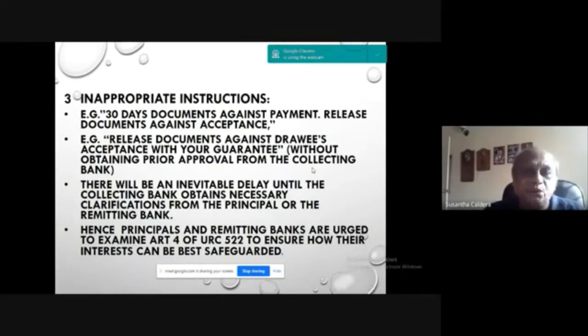Release documents against acceptance, which is a guarantee. If it is an evaluation, I'm going to discuss the evaluation next. You have to get the prior approval, otherwise you can't put this type of instructions. There will be an inevitable delay until the collecting bank obtains the necessary clarification from the principal or the remitting bank. It's understood. Hence, principal and remitting banks are urged to examine Article 4 of URC 522 to ensure how their interest can be best safeguarded.